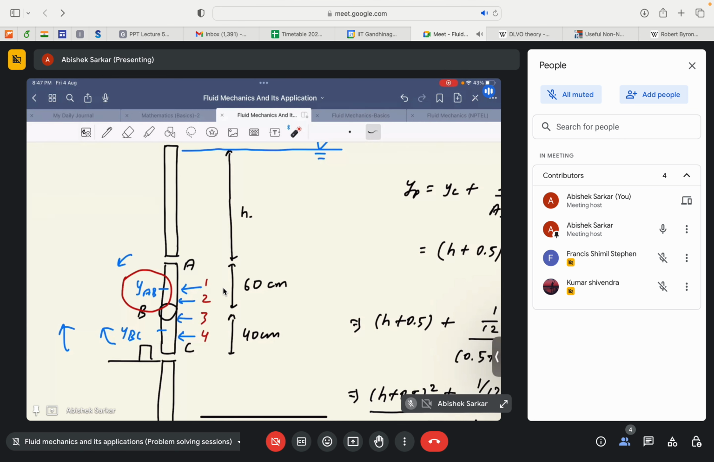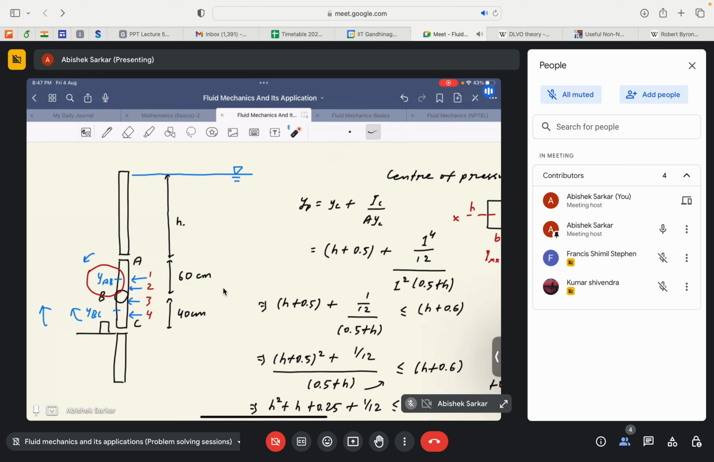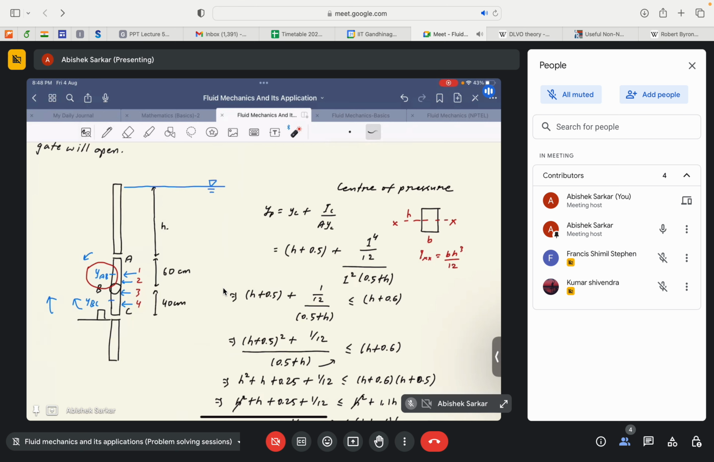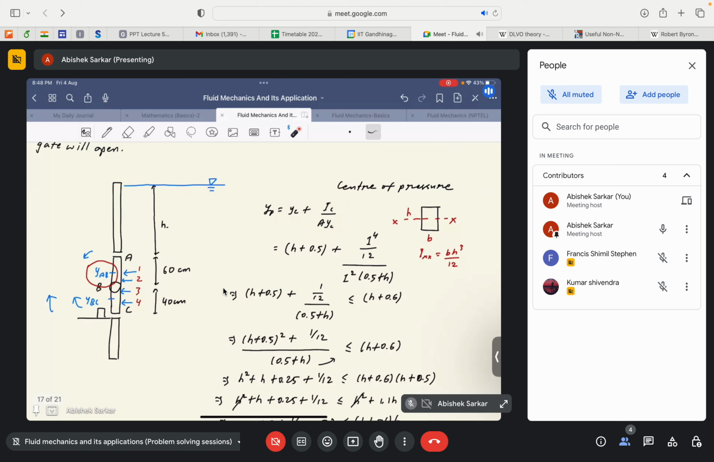The moment the center of pressure crosses the hinge, the gate will open, right? So keeping that argument, we follow the same formula, that our Yp, the center of pressure, is given by Yc plus Ic by Ac, right? All the terms I have explained, what denotes what. Then Yc would be H plus 0.5, right? Why 0.5? Because the length of the plate is 100 centimeters, basically 1 meter. So I take the center of gravity of this plate to be at H plus 0.5, right?